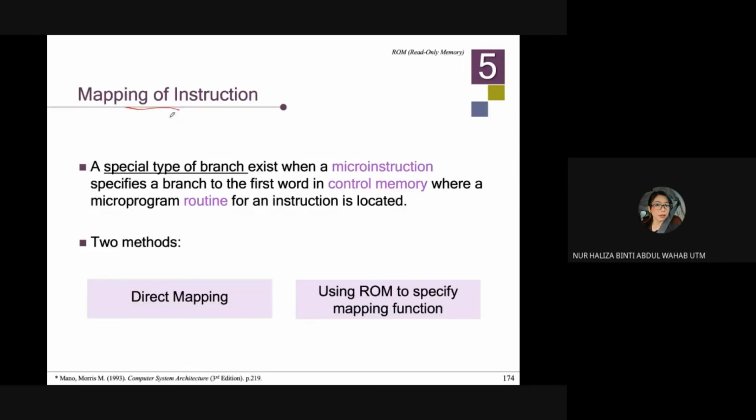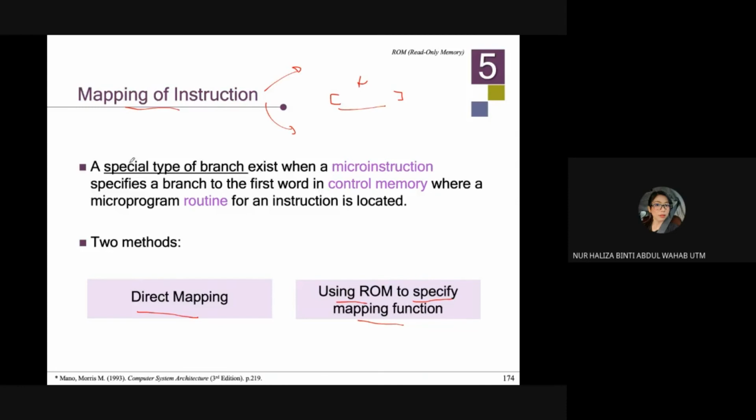In the mapping instruction, you can have two kinds of method. First is direct mapping, where you are already given direct information about the address. And another one is using ROM to specify the mapping function. Maybe you put something else which is indirect on the address.